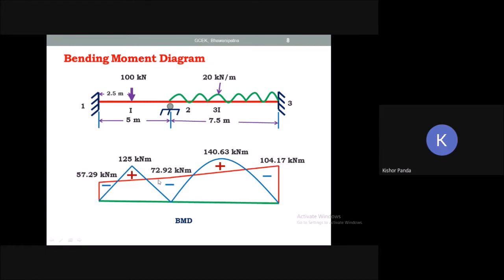So due to this support moment, this is the moment diagram. And due to this external loading, this is the positive bending moment diagram. Here this is 125, and here this is 140.63 kilonewton meter. Then the remaining final bending moment diagram, this is negative. This portion is cancelled due to negative and positive, and this portion is also cancelled due to negative and positive. So this is negative, this is positive, this is negative, this is positive, this is negative. Then you can find out the maximum positive moment here and the maximum positive moment here.